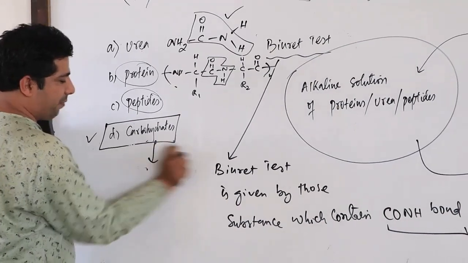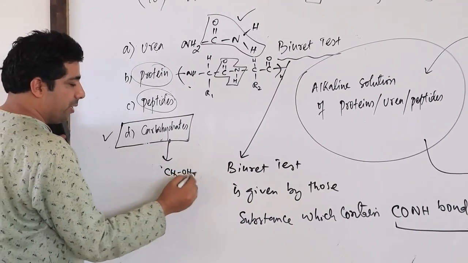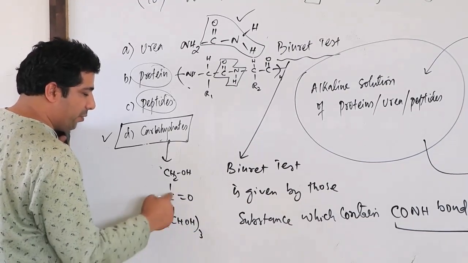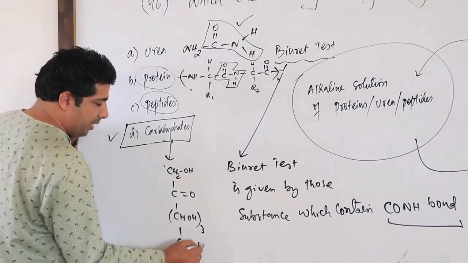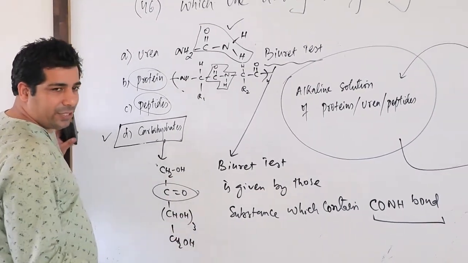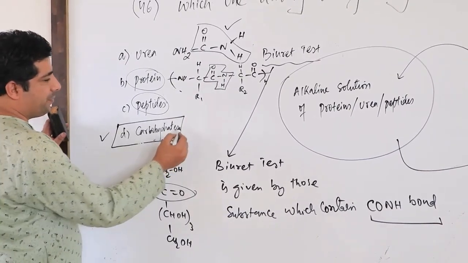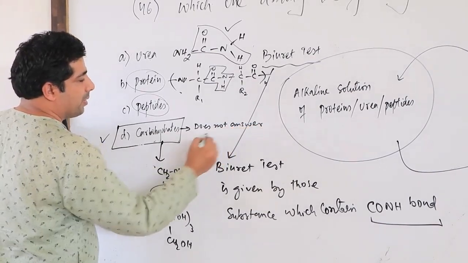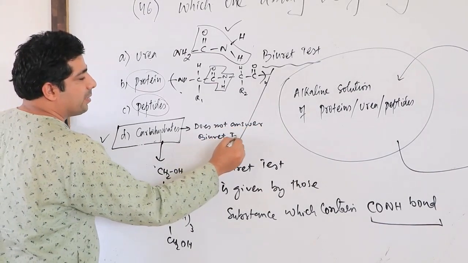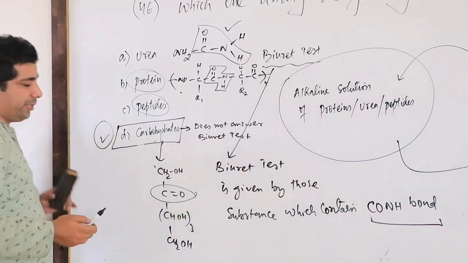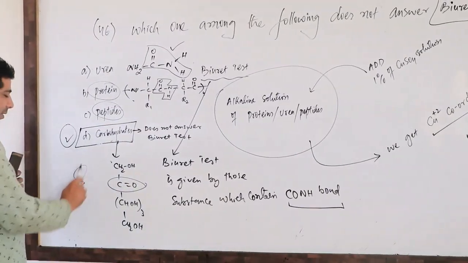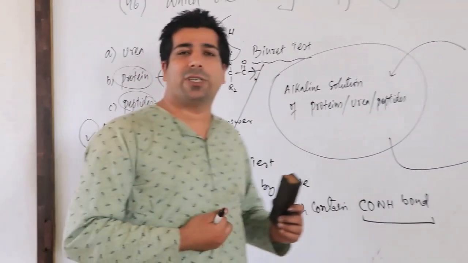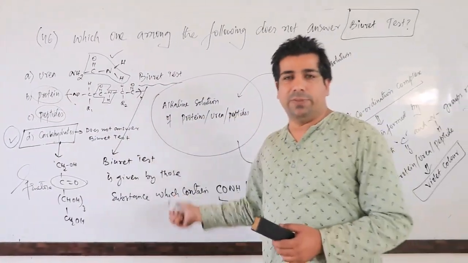Even if you draw the structure of fructose, have a look: CH2OH, let's suppose it's a fructose molecule, CHOH three times, then C, 4, 5 and 6, CH2OH. It has only CO, it does not have NH. So carbohydrate does not answer the biuret test. So our choice is carbohydrate only. I have given an example of fructose here. It does not have CONH group, so it will not answer. Please make note of this.